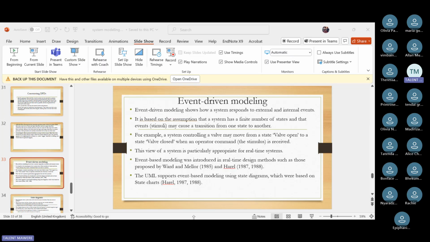We now want to move on to architectural design.